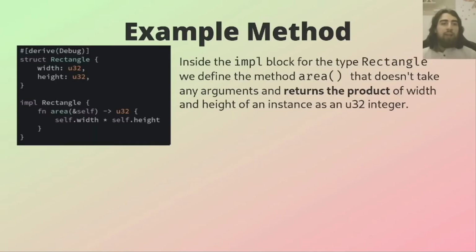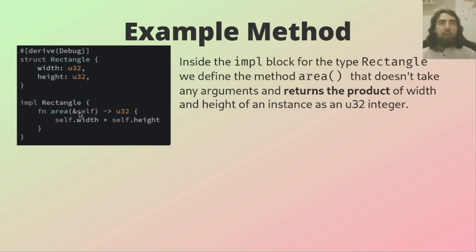Let's see an example. Over here we have the struct rectangle with 2 fields. And as you can see, we can then implement methods for this rectangle type using the impl keyword and the name of the type we want to implement the methods for. So then over here we can see that rectangle has a method called area.